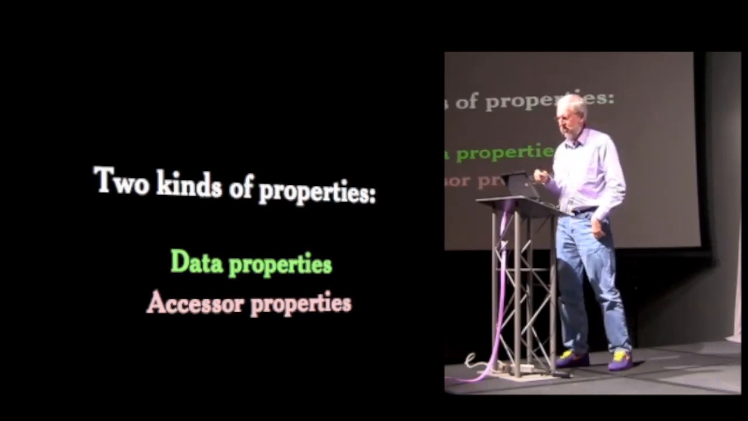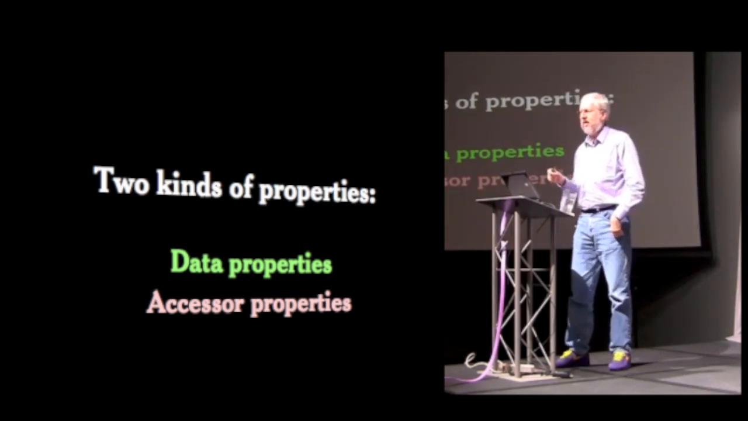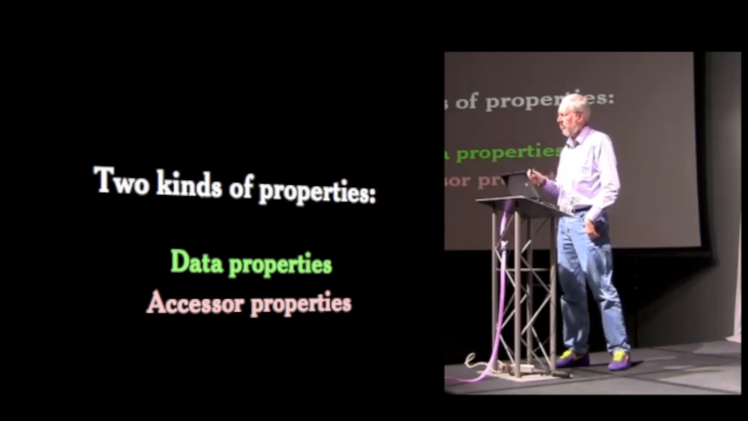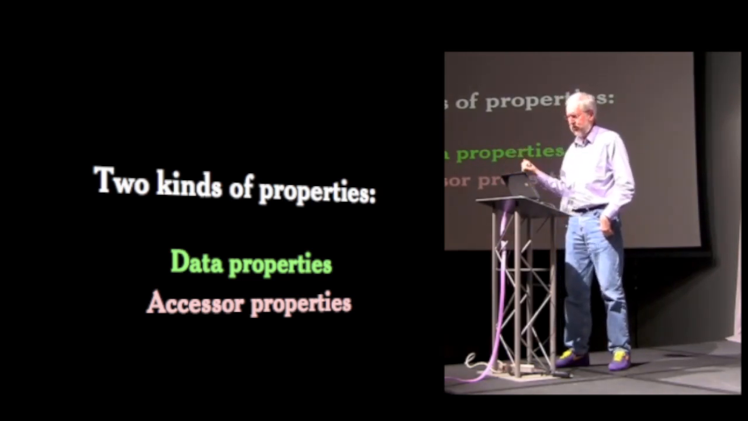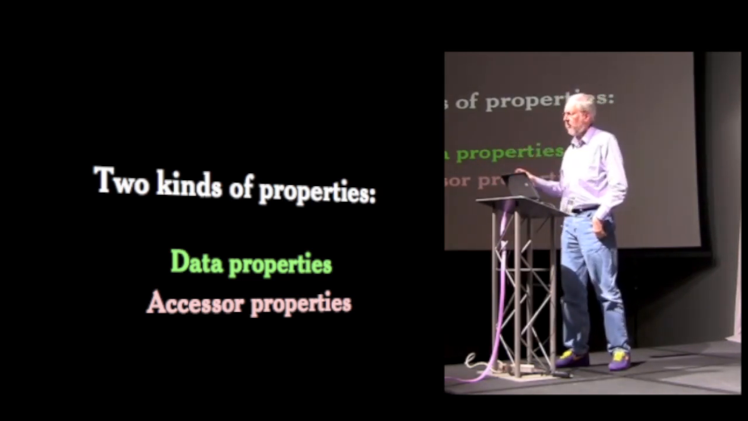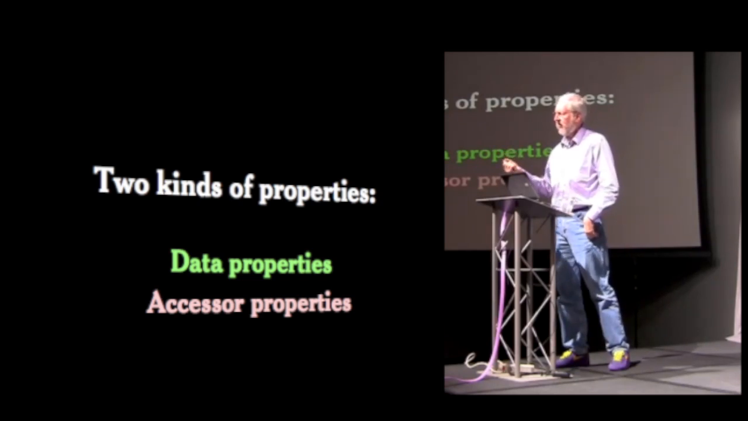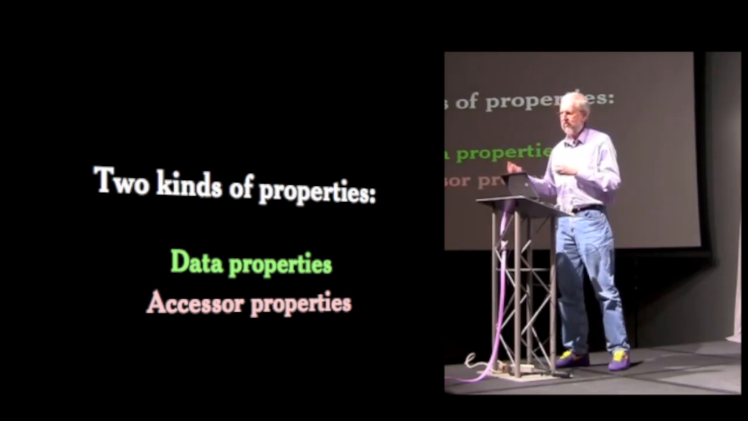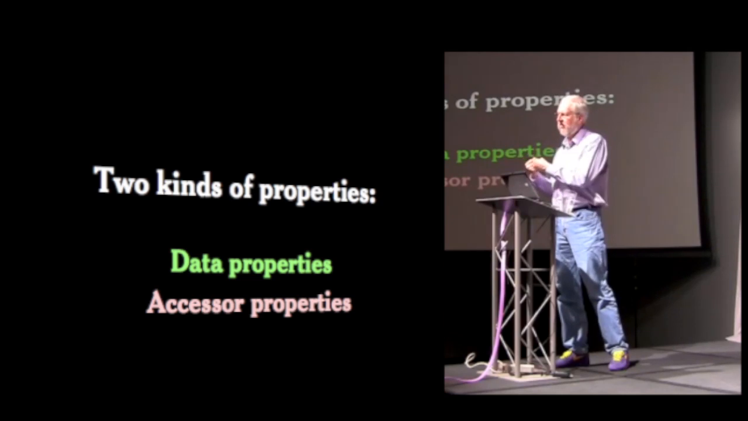So before I show you the API, I need to explain that there are two kinds of properties now. There are data properties, which are the kind of properties that you're used to, that we've always had. They have a value that you can set or retrieve. And there are accessor properties. Accessor properties are things that have get and set on them, the getters and setters. So they don't store a value, they just associate two functions with the property.